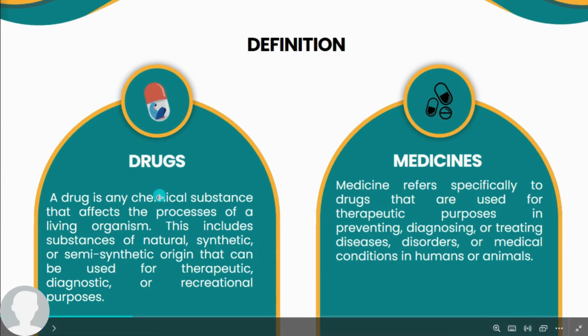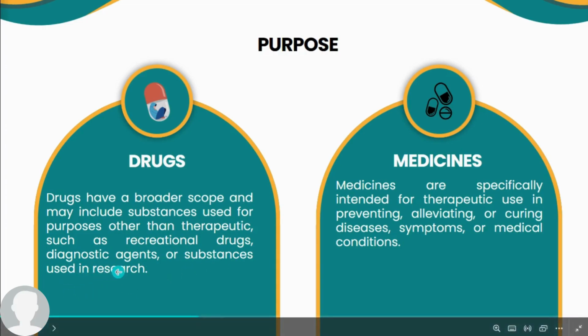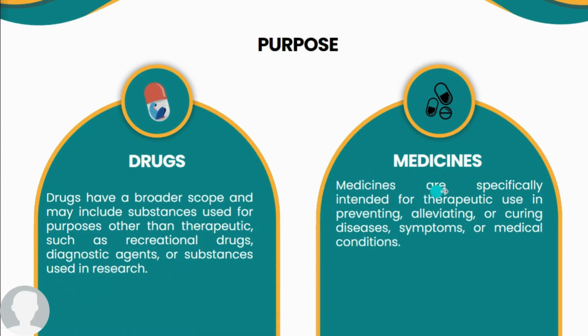Drugs have a wide range of coverage. They can be used as diagnostic, therapeutic, and also for different recreational purposes, while medicine is specifically used for therapeutic purposes. Purpose: drugs have a broader scope and may include substances used for purposes other than therapeutic, such as recreational drugs, diagnostic agents, or substances used in research. Medicines are specifically intended for therapeutic use in preventing, alleviating, or curing disease, symptoms, or medical conditions.